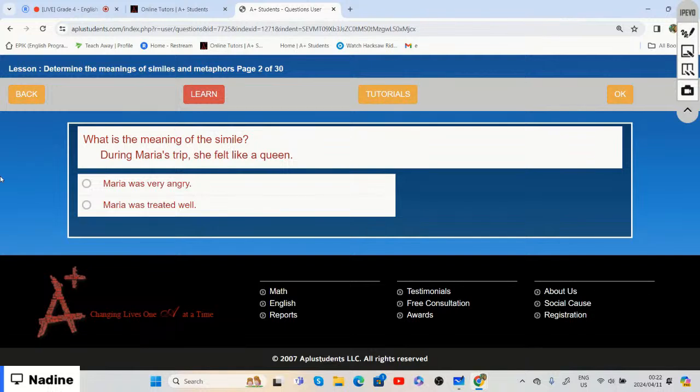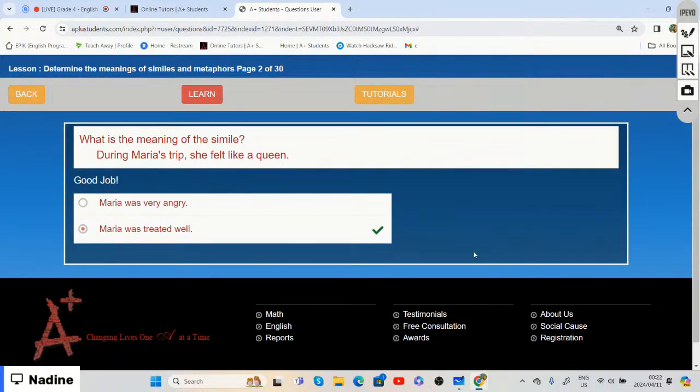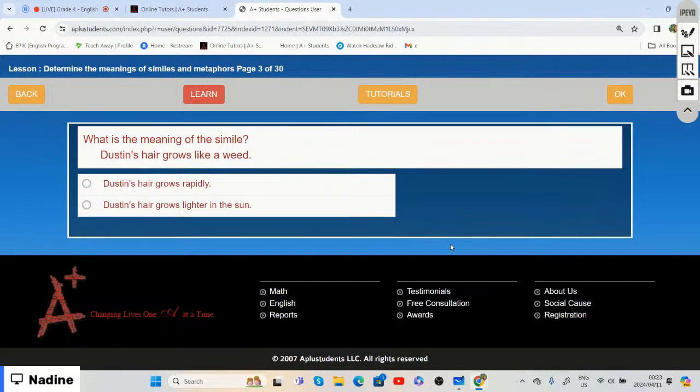All right, it says, what is the meaning of a simile? During Maria's trip, she felt like a queen. Does it mean that Maria was angry or Maria was treated well? All right, then the great answer is that Maria was treated very well. Next, Dustin's hair grows like a weed.